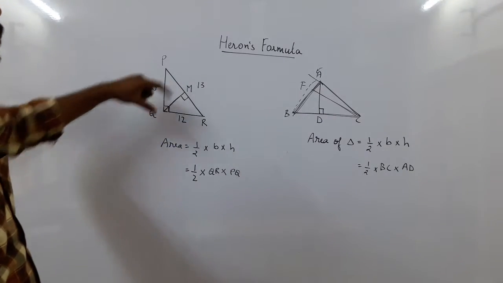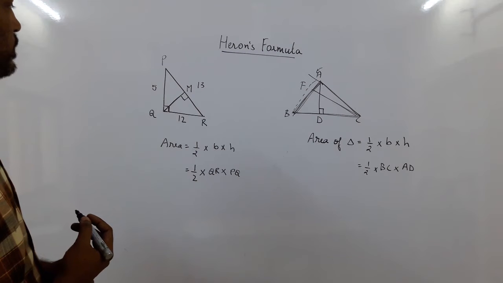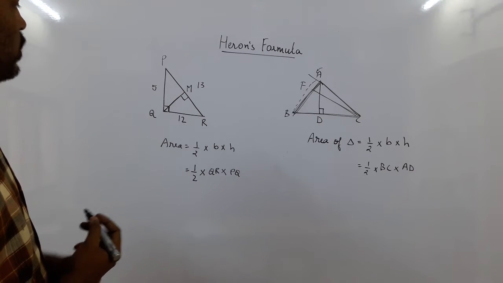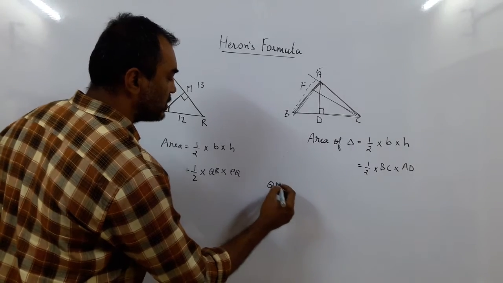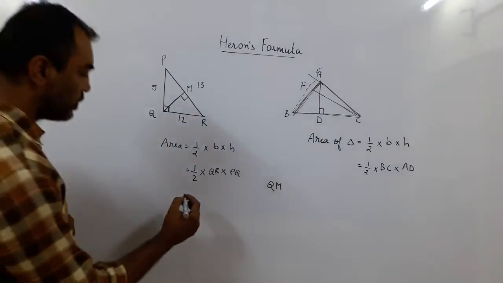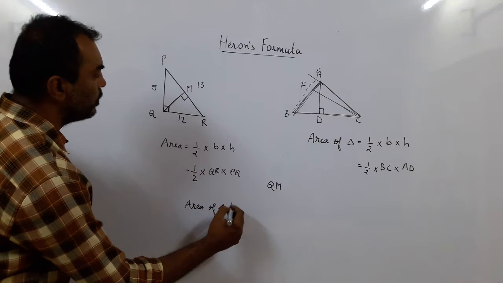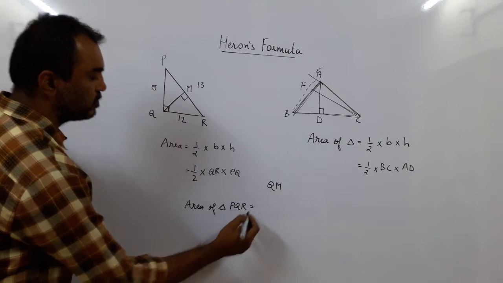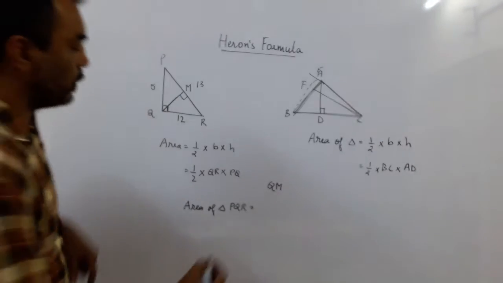So can I find out QM? Is there any way I can find out the length of QM? So this is a simple question asked, and here we are going to make use of the area of the triangle. How? Area of triangle PQR is half base into altitude, so let me take half into PQ into QR.